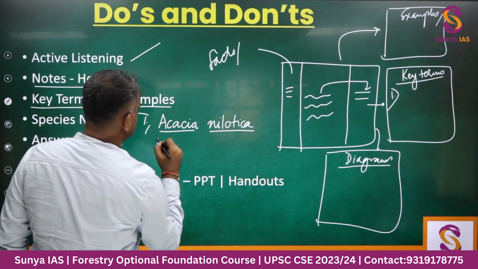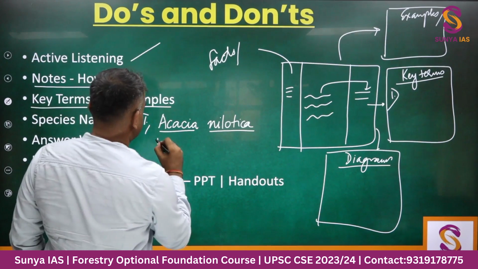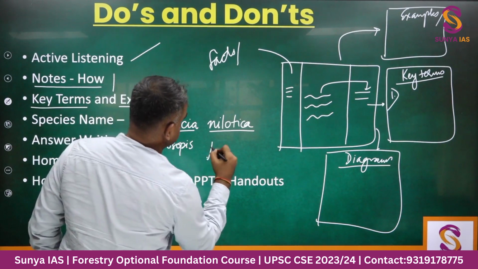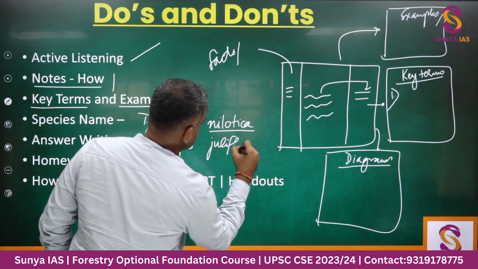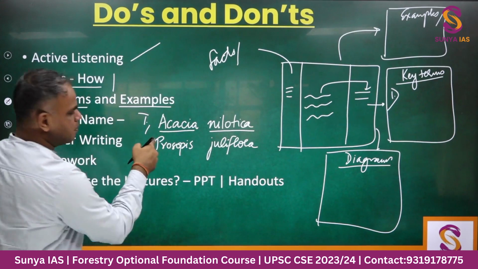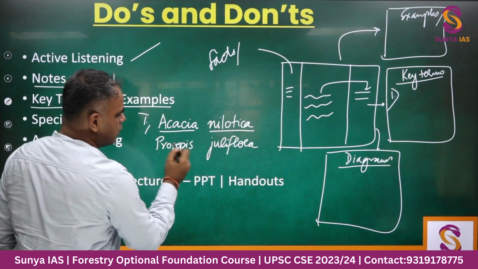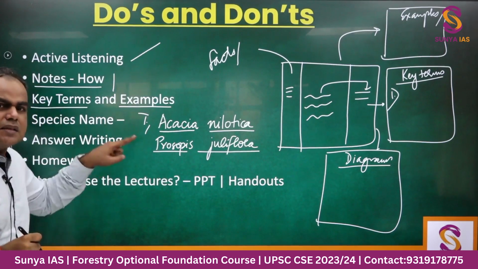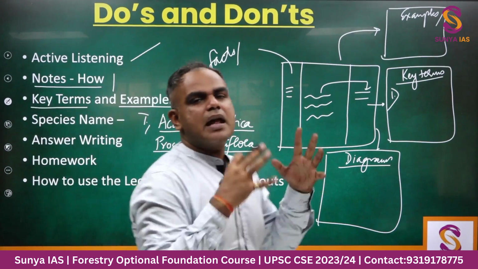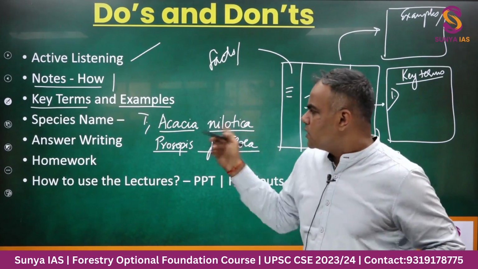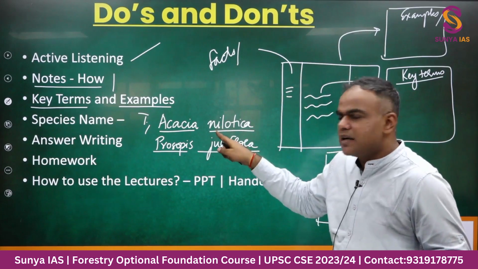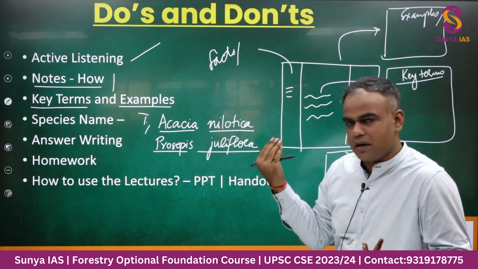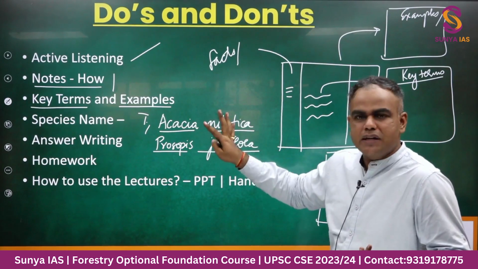Or if I talk of an invasive or exotic species, notice I have made the P capital, I've made the J small, both of them are separately mentioned and both of them are separately underlined. Start doing it from this lecture itself. In every lecture you will encounter species names, and this is how it should actually be written. Fine. So this is how you write it.